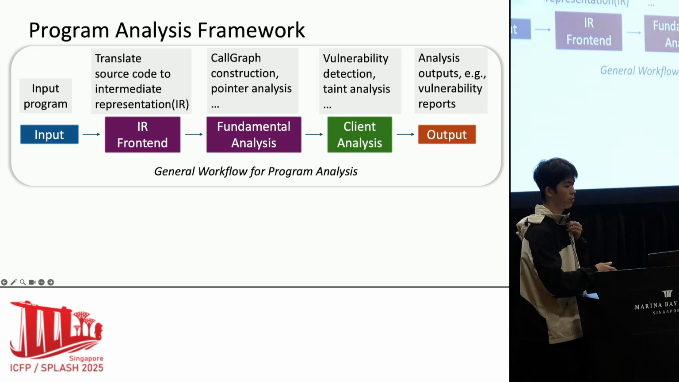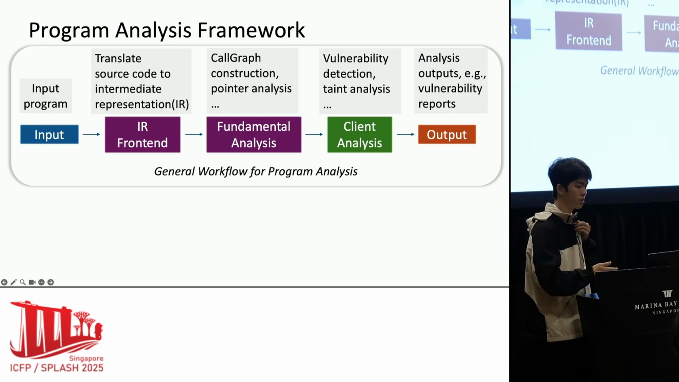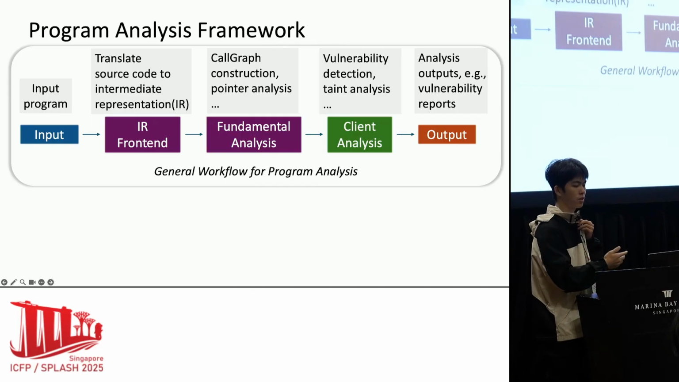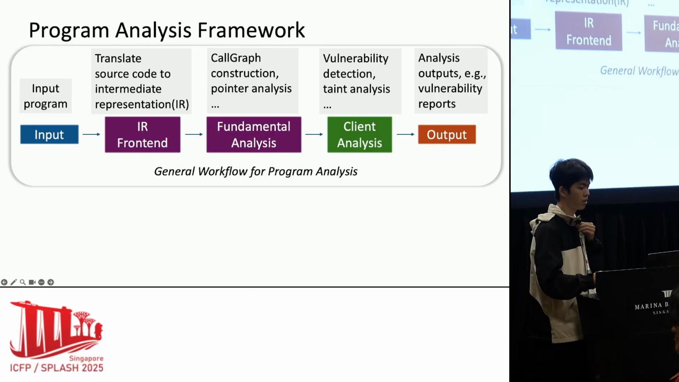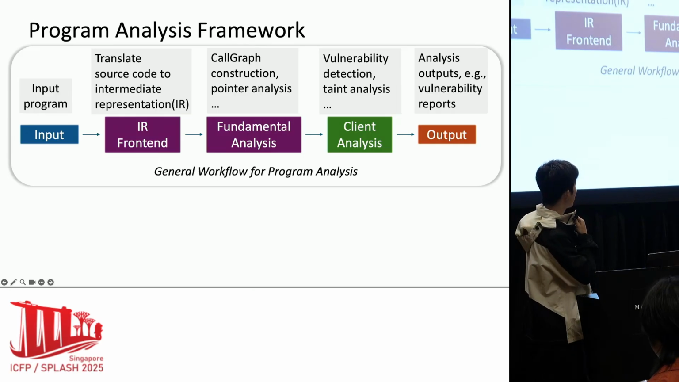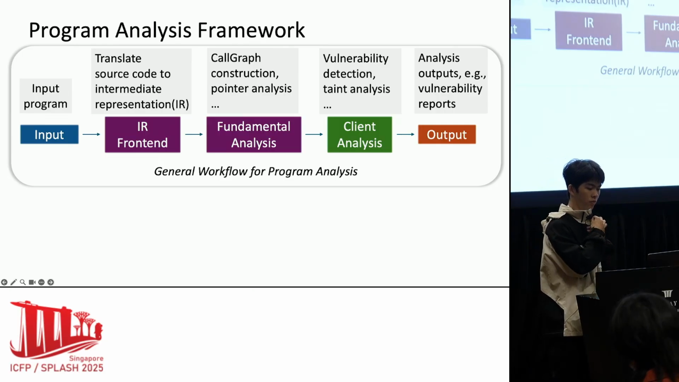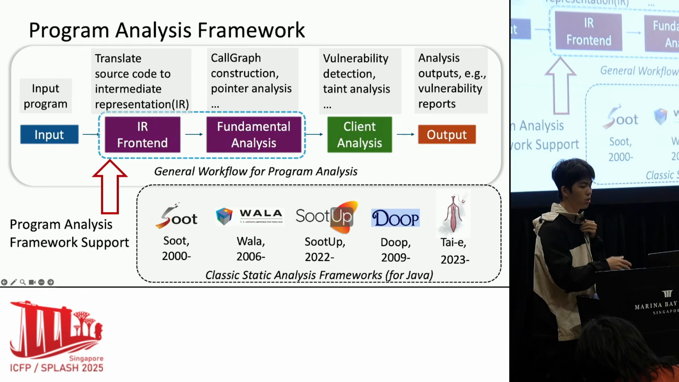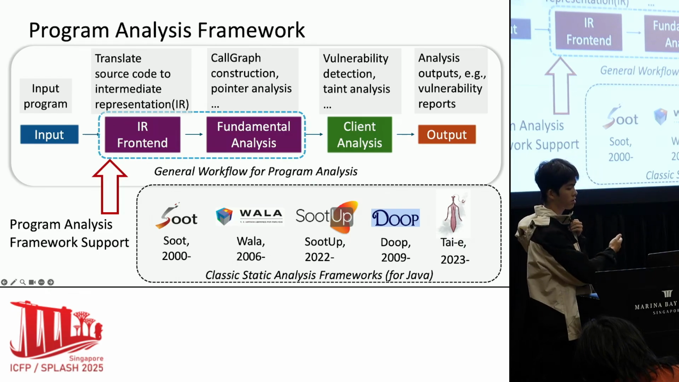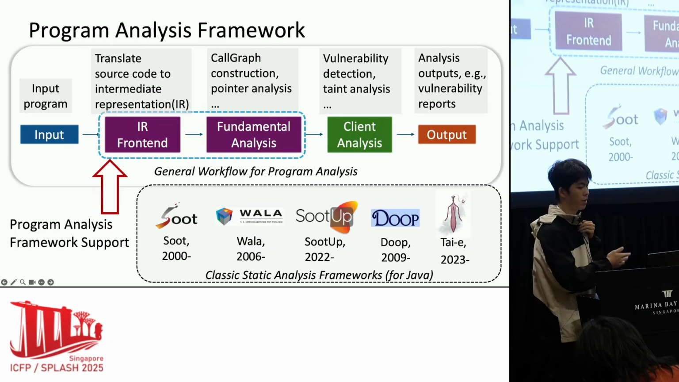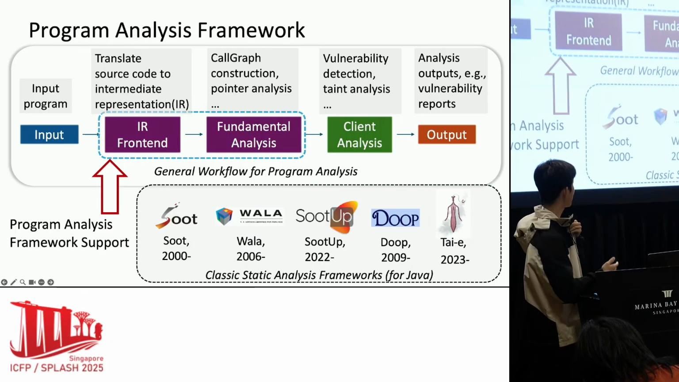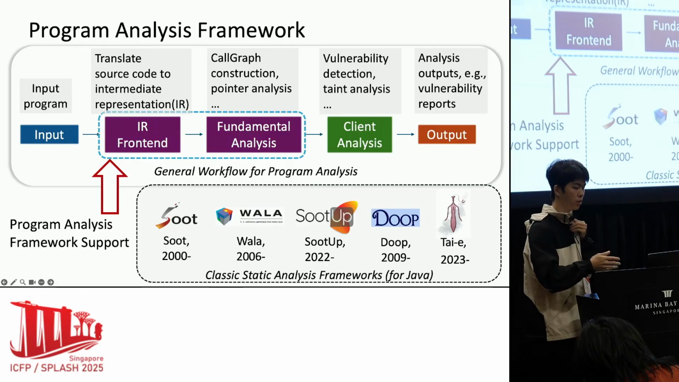In a general workflow for program analysis, we usually go through several stages. After the input program, first, translating source code into an intermediate representation. Second, running fundamental analysis, such as code graph construction. Third, running client analysis, such as vulnerability detection or test analysis. And finally, getting results, such as a vulnerability report. Almost all analysis frameworks, including this classic static analysis framework for Java, need to support both the IR frontend and fundamental analysis. In other words, the IR frontend is indispensable.